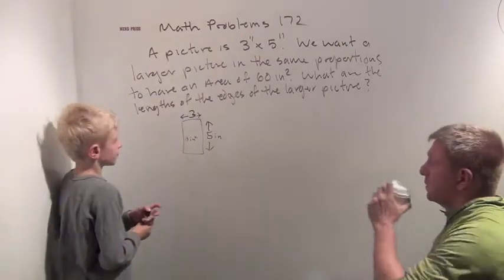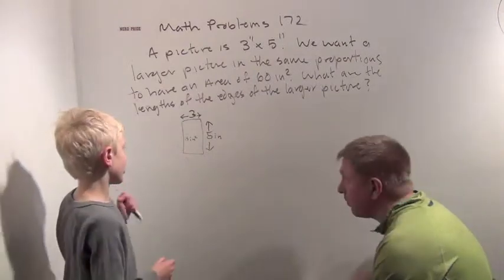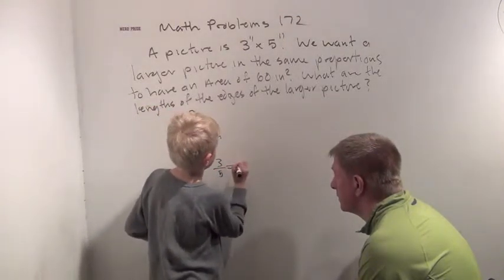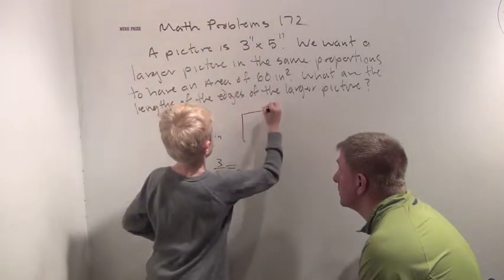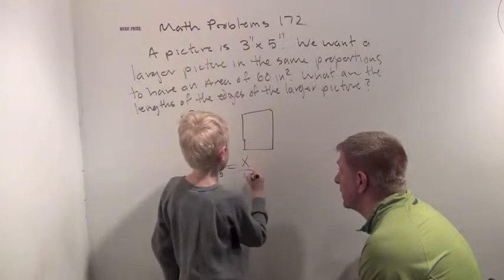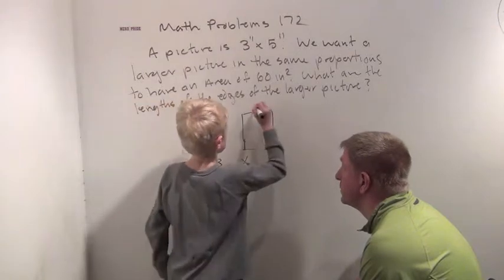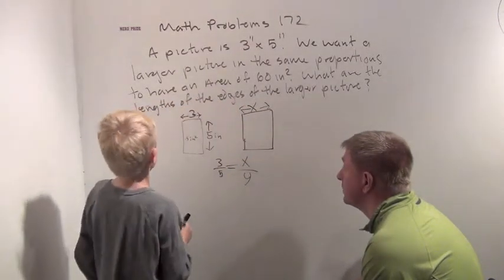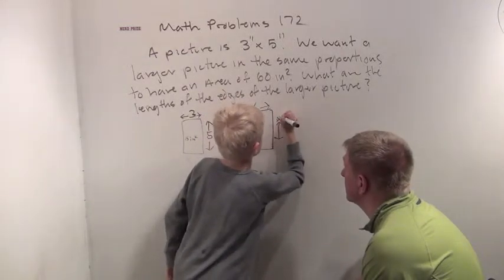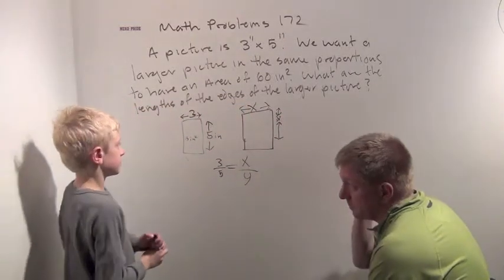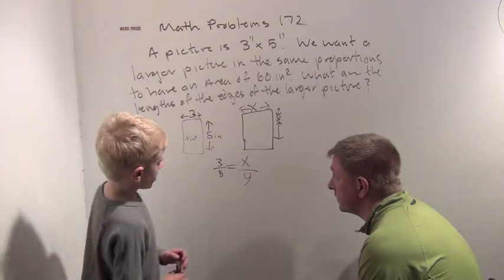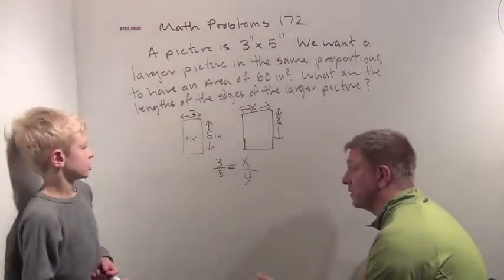So we have to multiply by something to get there. So we could set up the 3/5. But in the larger picture, we actually don't know any of the proportions. So x over y. What's x and what's y? So x is the width, and y is the height. Good. And what do we know? Is there a relationship we know involving x and y? Well, we know that x times y is 60 inches.